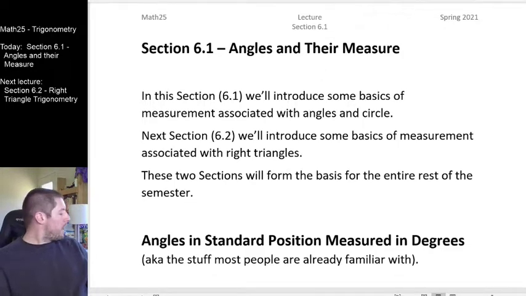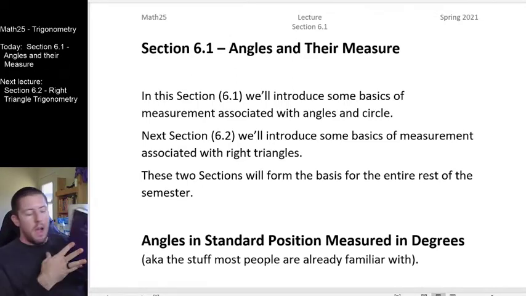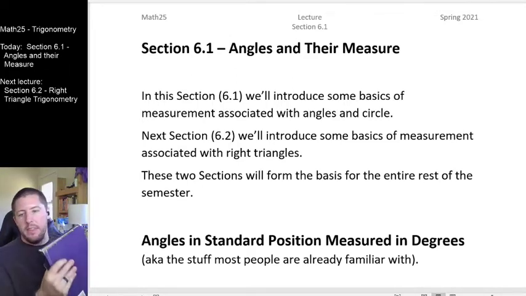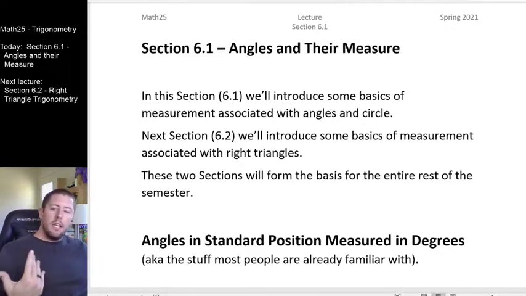So we are starting our textbook here, by the way. We should all have our purple Algebra and Trigonometry textbook by Sullivan, 7th edition. In this textbook, we're going to be covering chapters 6 through 9. And so we're starting in chapter 6.